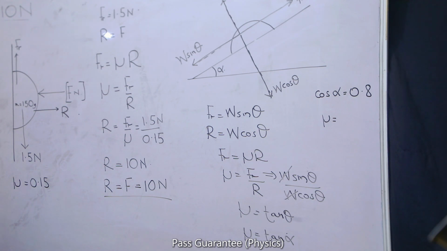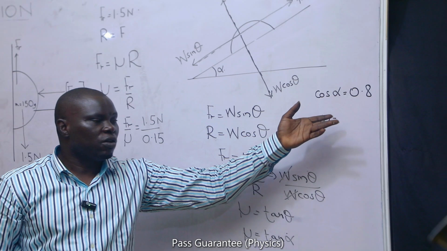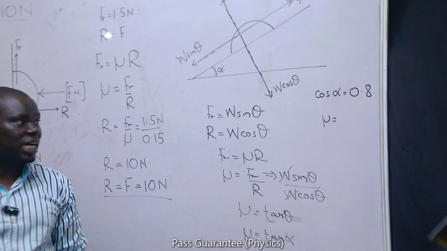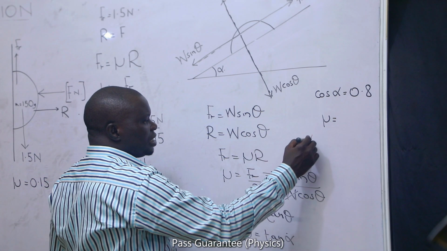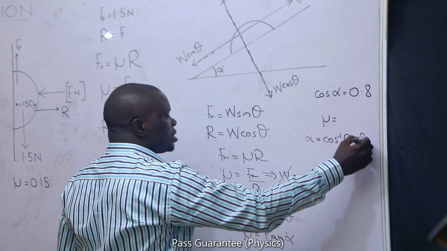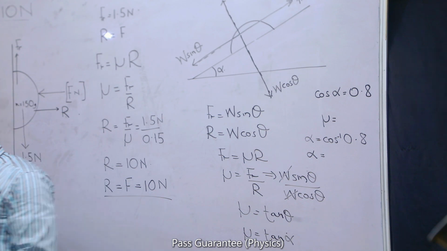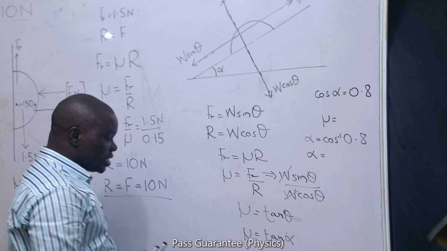The angle has not been directly given. Instead of giving me the angle, they give me the cos of that angle. From the cos of that angle, I can find that angle. Alpha must be equal to arc cos of 0.8, and the arc cos of 0.8 is what I would find as 36.87.